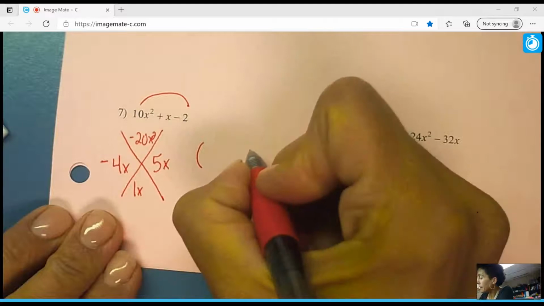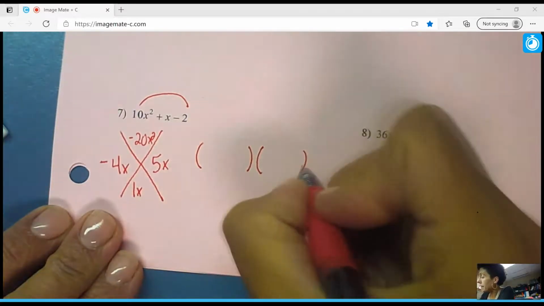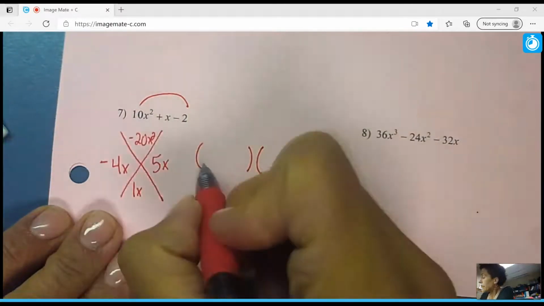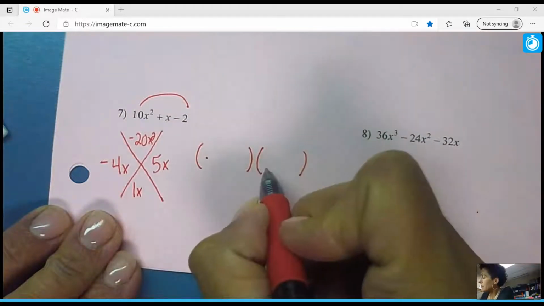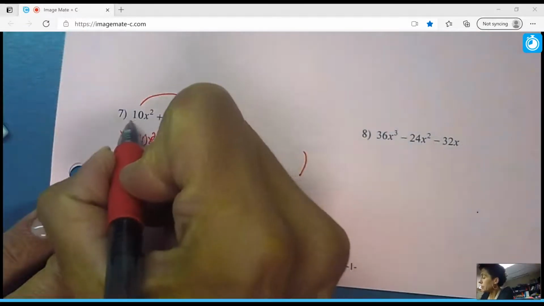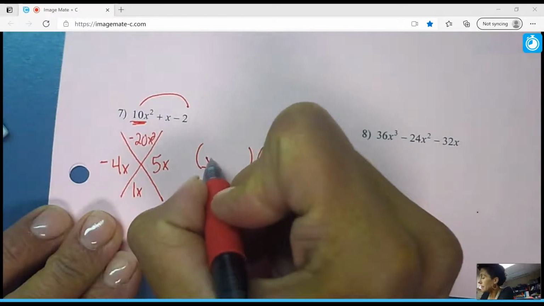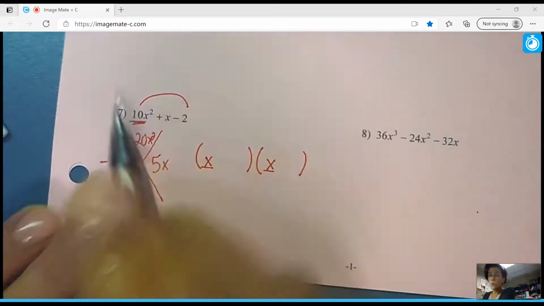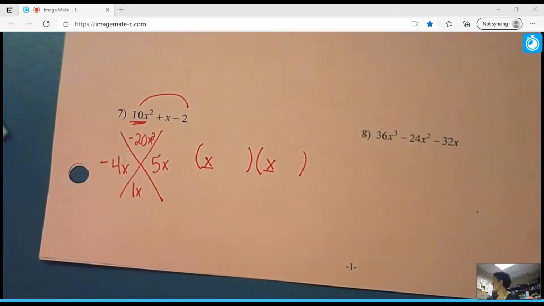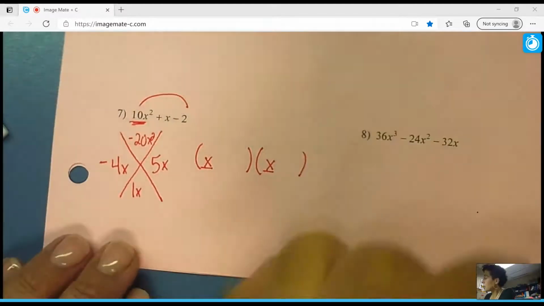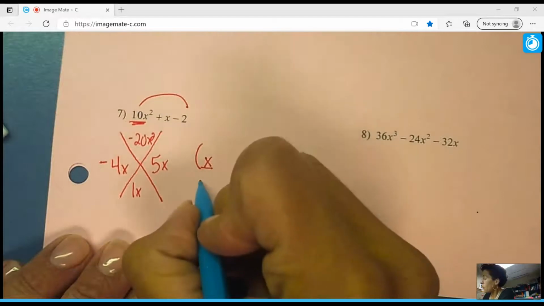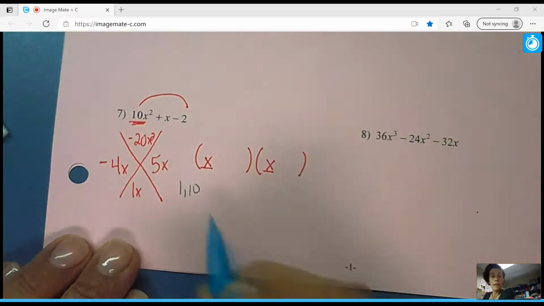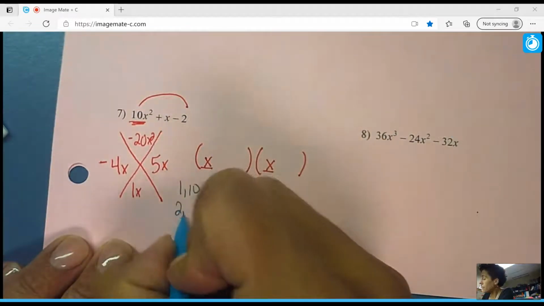I'm ready to make the neighbors who are going to meet to get this. So again, when this first term meets this first term, it should make 10x squared. So far, the easy part is x times x will make the x squared. But now I need to figure out the numbers that are going to make 10 from the 10x squared. So I actually have 2 choices. I could use 1 and 10 to get 10, or I could use 2 and 5.